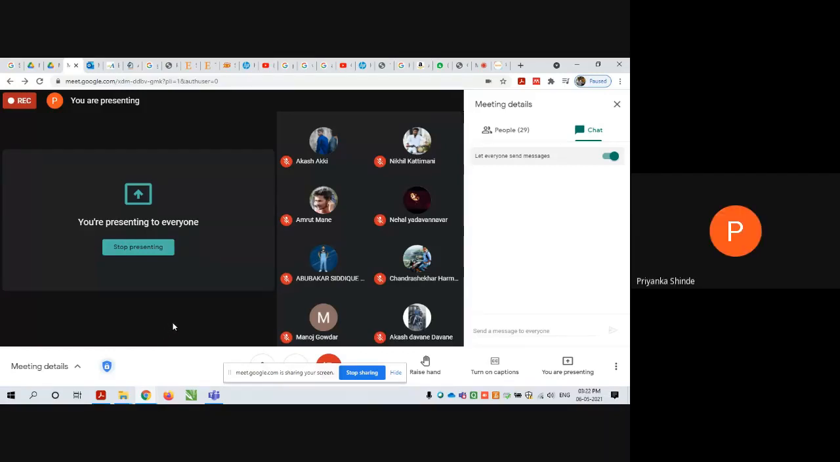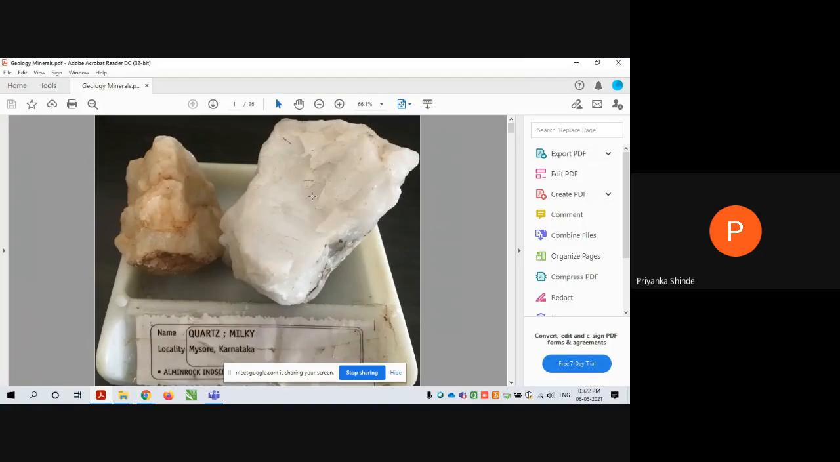Yes, welcome everyone to the mineralogy lab. In the previous class, we had discussed all the physical properties of minerals. So today we will see the actual mineral specimens and try to identify those properties in the minerals.